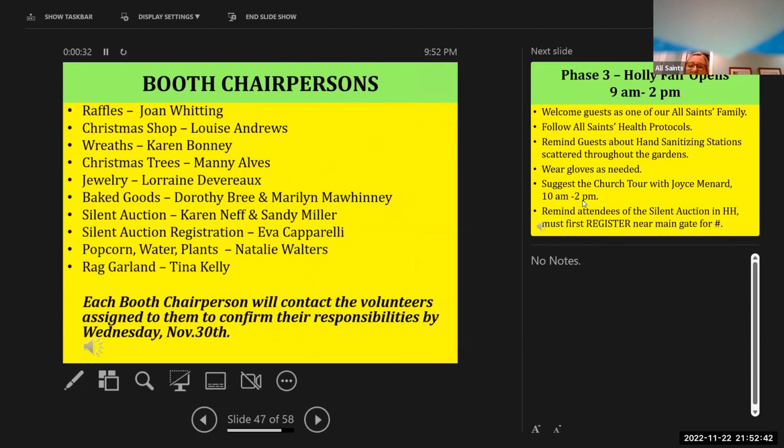Baked goods are Dorothy and Marilyn. And the silent auction is Karen and Sandy. And registration is Eva. Did you know that, Eva? Oh, okay. And Mary, oh yeah, there's three people, but she's overseeing everybody. And of course, Natalie's doing popcorn order and she's bringing in plants. The rag garland, Tina, you knew that, right? Okay, great.